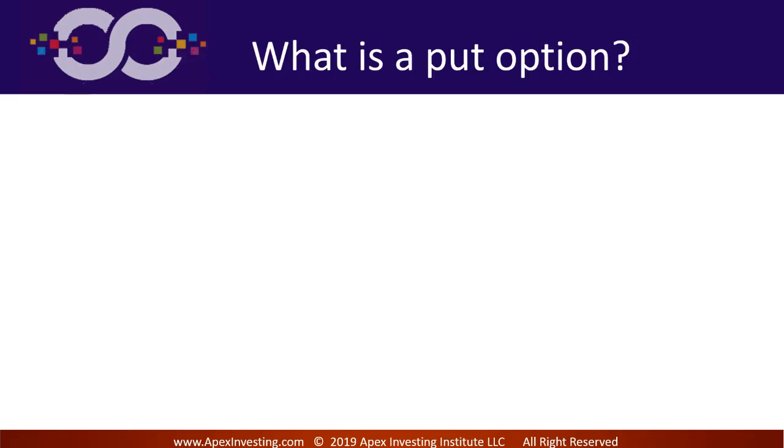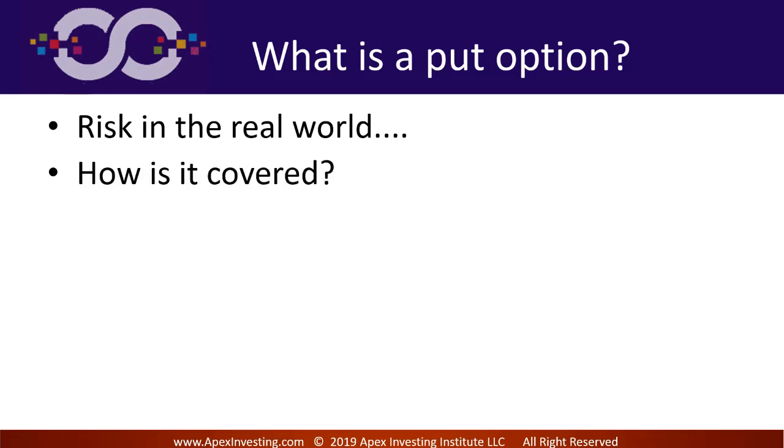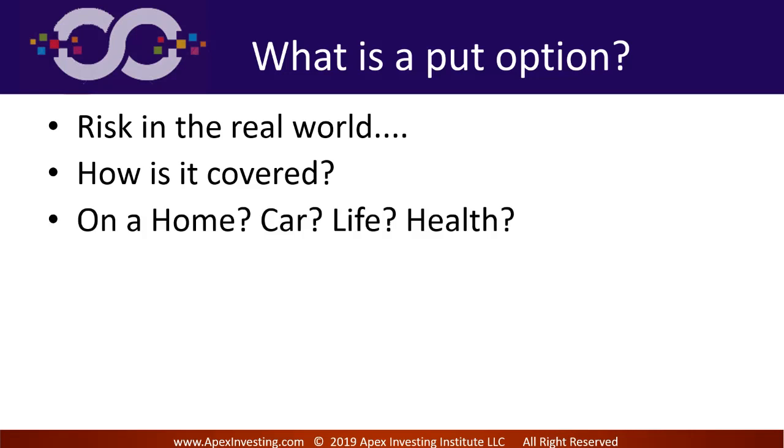Okay. Now, what about a put option? What's a put option? You've heard of call options. Well, a put option is basically how you cover your risk in the real world. How do you cover risk in the real world? If you want to cover risk on a home or a car or life or health, it's insurance, right? So a put option is basically insurance when you buy it.